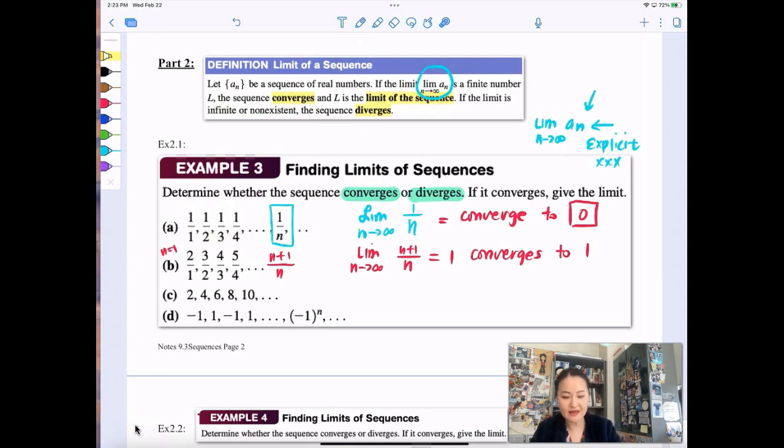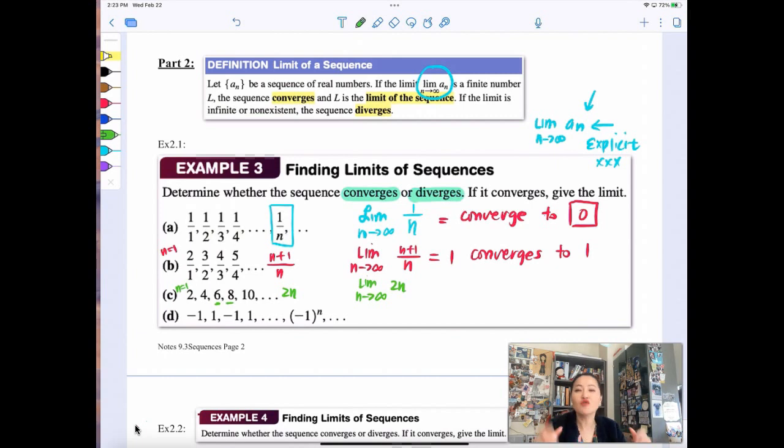Let's go to 2, 4, 6, 8. 2, 4, 6, 8, who do we appreciate? Okay, if I were to write an explicit formula, we all know that's actually just 2n, because n equals 1, n times 2 is 2, 2 times 2 is 4, 2 times 3 is 6, 2 times 4 is 8. So that's 2n. So our explicit formula for that guy is limit as n approaches infinity of 2n.